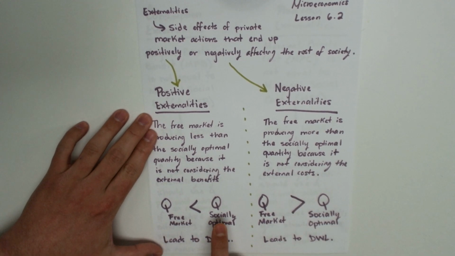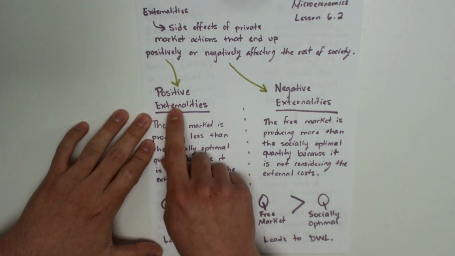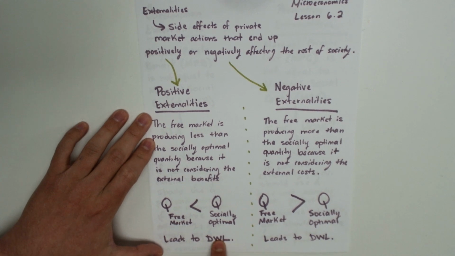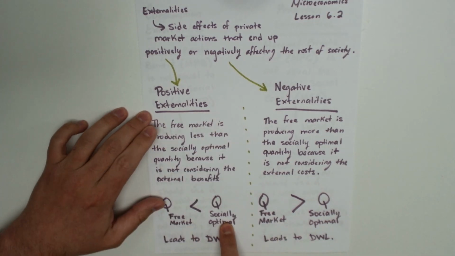If the socially optimal quantity is more than what the free market is producing, that means we have a positive externality and that we are going to be underproducing what we should be making. We should be making more, but we're making less. This is going to lead to deadweight loss because we are underproducing this item. We should be producing more of it since society wants more.